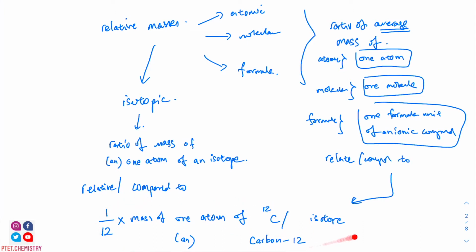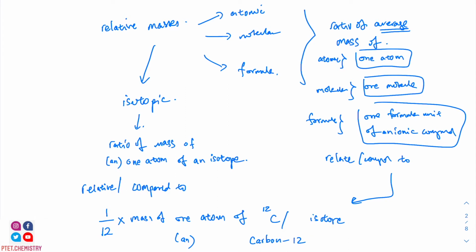Again, it's the same thing, relative or compared to that. These are the exact same comparison or relative ratio, except that these are all average masses, whereas this is just the mass of an atom or isotope. It's an exact mass, not an average mass. First difference: exact mass, average mass. Second difference: isotope versus one atom, one molecule or one formula unit of an ionic compound. But this comparison is the same. It's compared to the carbon-12 isotope.